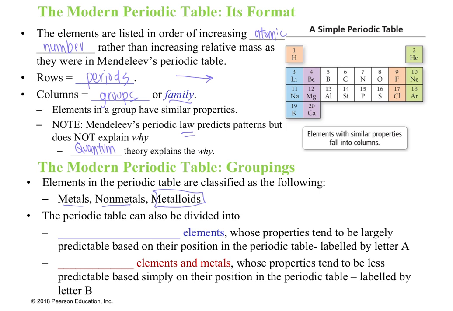We could also divide the periodic table into main group elements. These are ones that are listed with an A at the top, and then we have transition elements and metals. And these are the ones that are listed with a B. They're less predictable than the main group elements. Those tend to be quite predictable, but the transition metals have a little bit more variability to them.